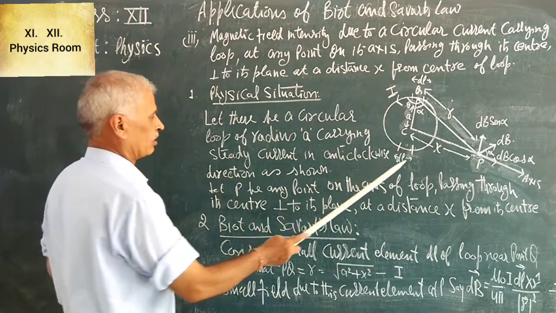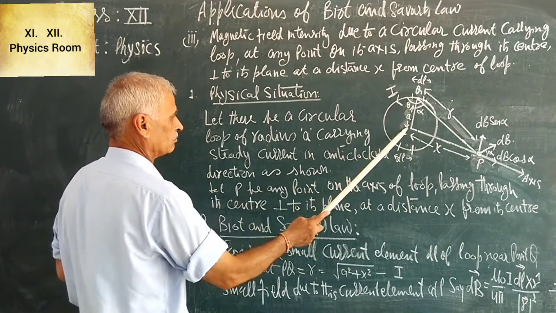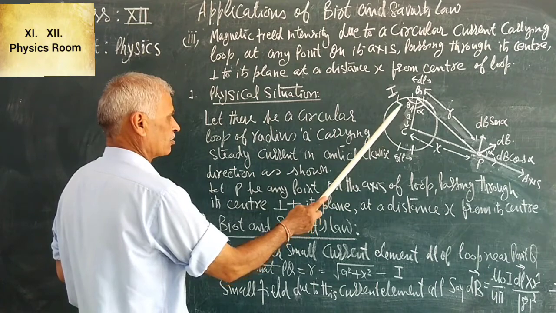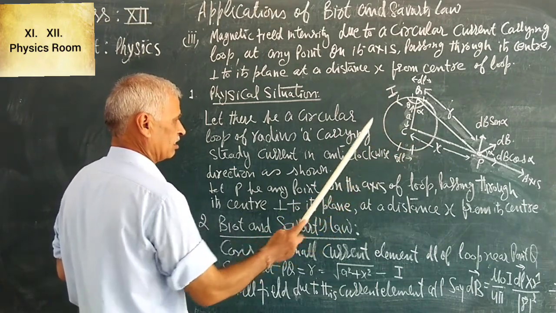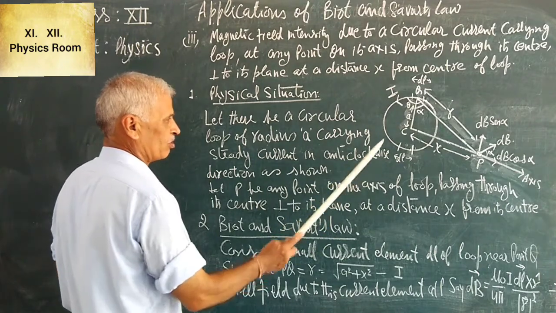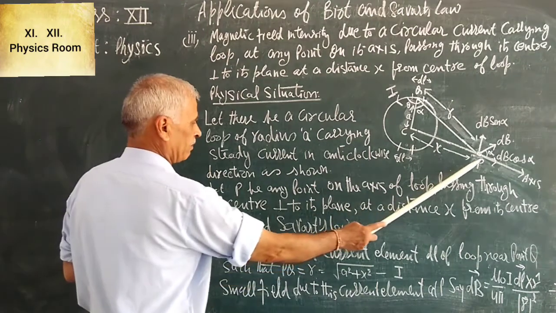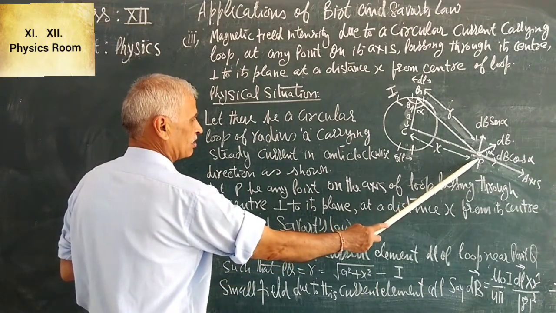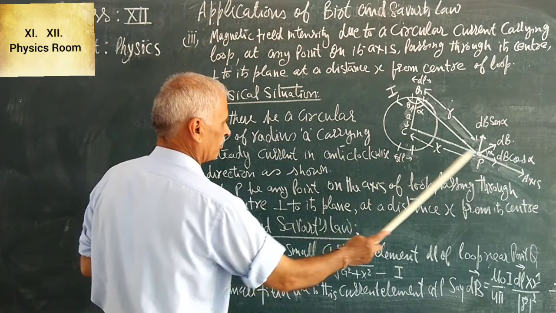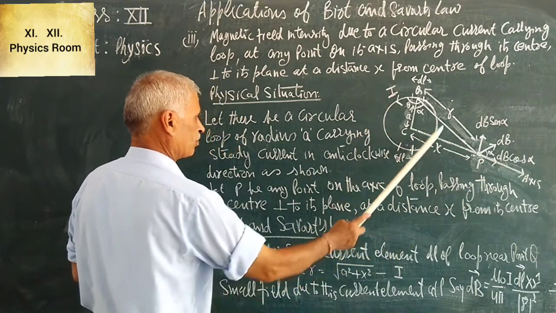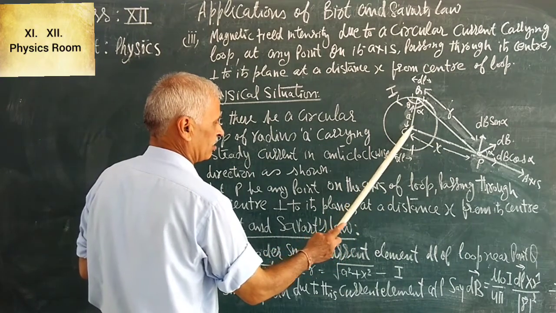Let there be a circular loop of radius a carrying steady current I in anti-clockwise direction as shown in the diagram. Let P be any point on the axis of the loop passing through its center perpendicular to its plane at a distance x from the center of the loop.